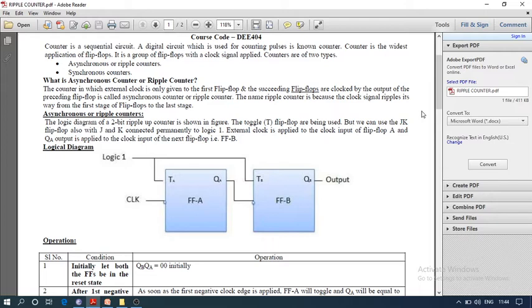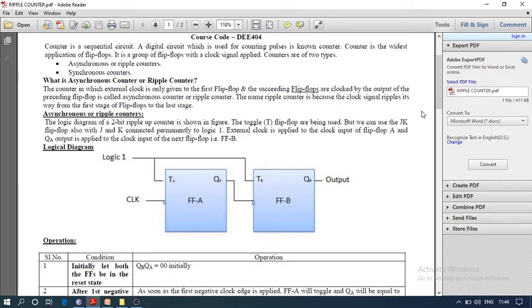The counter in which an external clock is only given to the first flip-flop and the succeeding flip-flops are clocked by the output of the preceding flip-flop is called an asynchronous counter or ripple counter. So here the first flip-flop is triggered by a clock, and the second and succeeding flip-flops are triggered by the output of the first or previous flip-flop, right?